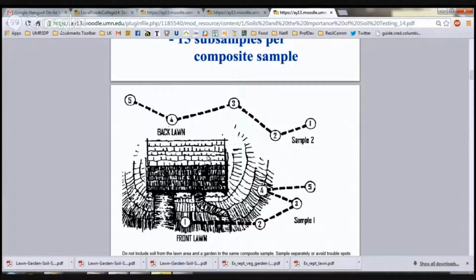So here's a picture that was on the website that shows you the backyard and the front yard. If we're talking about lawns, I never mix the front yard and the backyard, because typically you'll have one area that's under shade and one area that's full sun. But you'll see that here you've got 1, 2, 3, 4, 5. I say around 12 to 15, because you want to fill that bag to the line. So you want to make sure you have enough material. And then you'll have another separate bag or composite for the front yard.